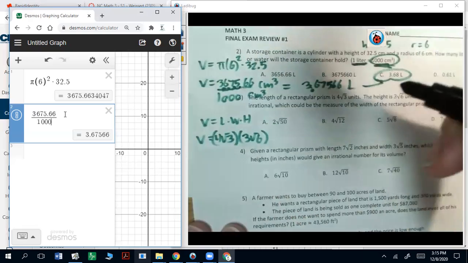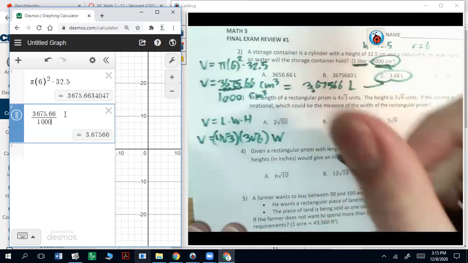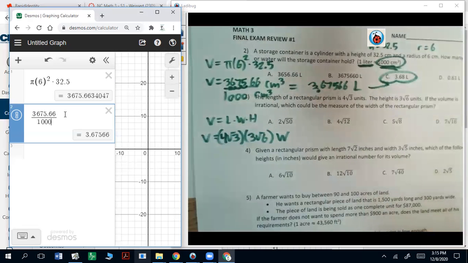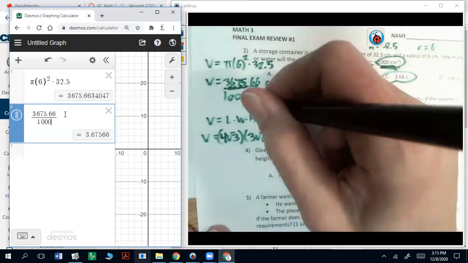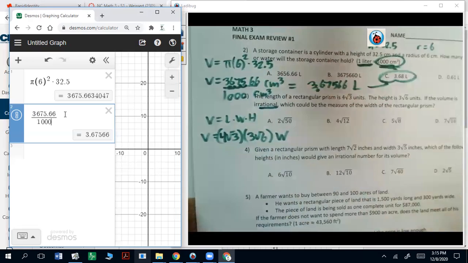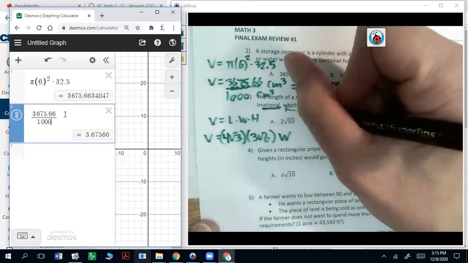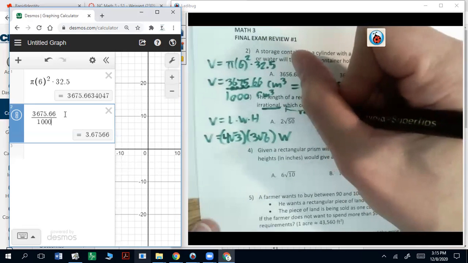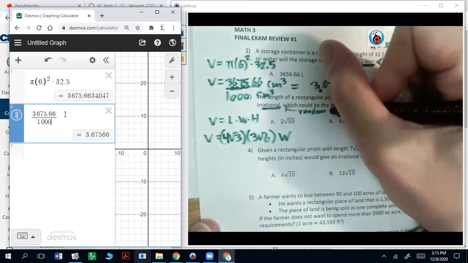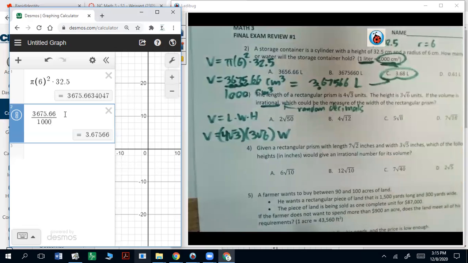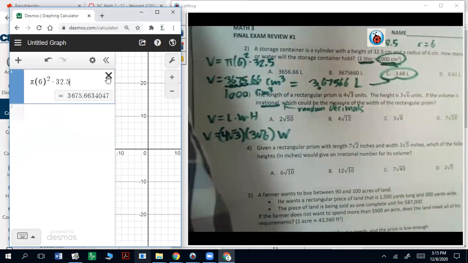We want to know what is the width that's going to give you a volume that's irrational. And irrational numbers are numbers that can't be made as fractions. So what we're looking for is, do we have a number that's a repeating decimal? Or not a repeating decimal, like a random string of decimals with no pattern. That's what we're looking for. So we have to test it with our answer choices.